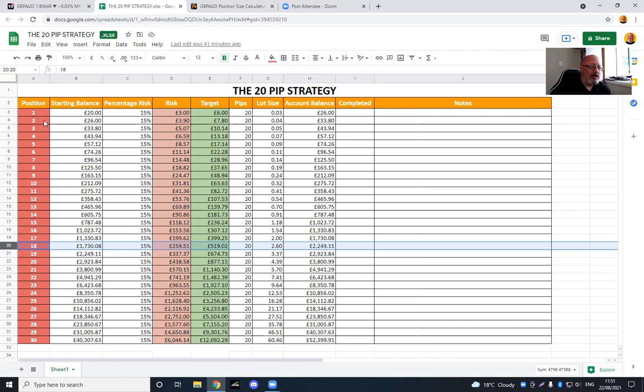So this is just one day. Ready to tackle the next day on position 4 with a lot size of 0.07, because whereas we're on 0.05 for trade 3, our starting position is £43.94. So the lot size increases accordingly. So you're now risking £6.59 to gain £13.18. Gets a little bit exciting.